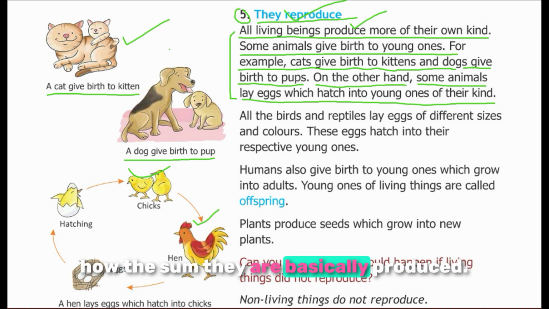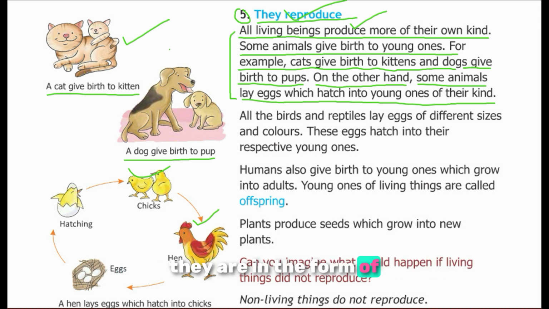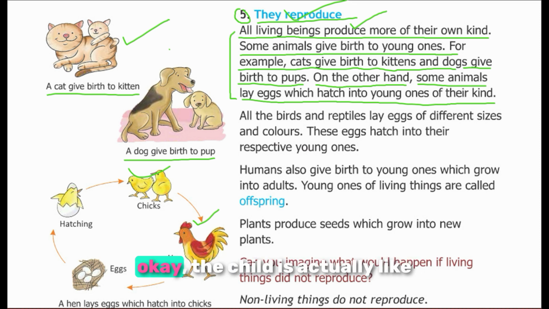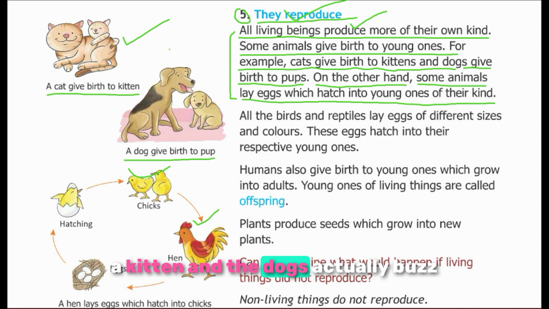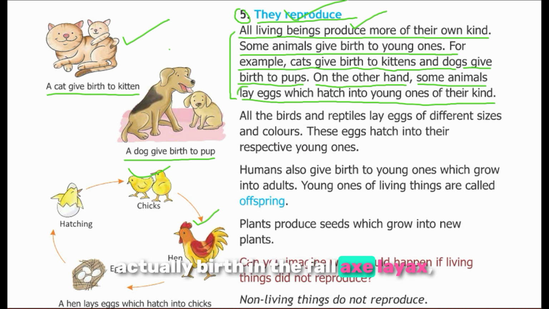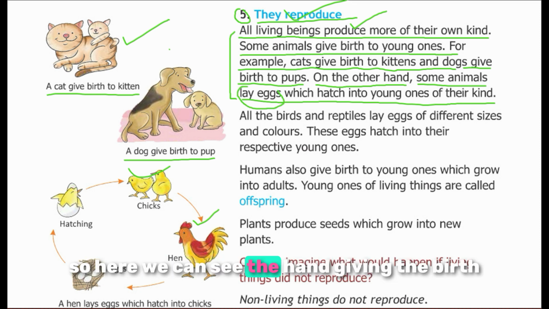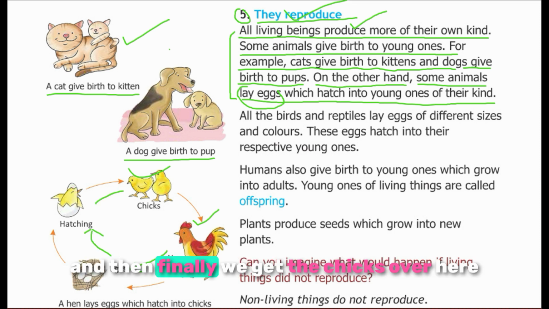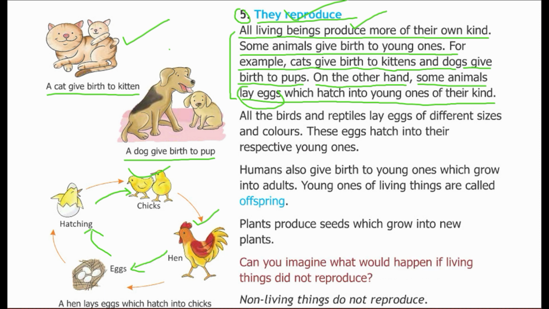How? Some are produced directly in the form of a child. They give birth to the young one directly, like the kitten, and the dog gives birth to its child. But some give birth in the form of eggs, they lay eggs. Here we can see the hen lays eggs, the eggs hatch, and then finally we get the chicks.